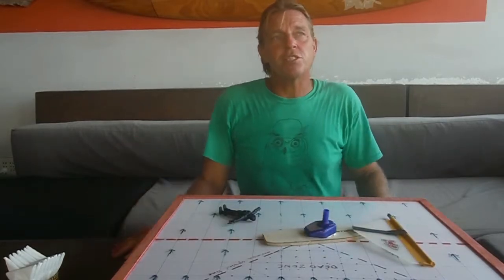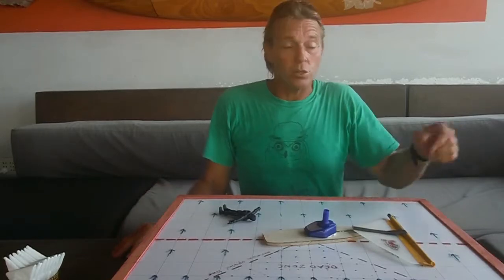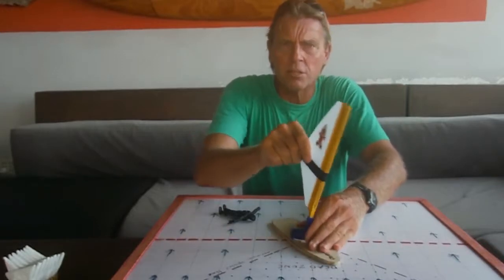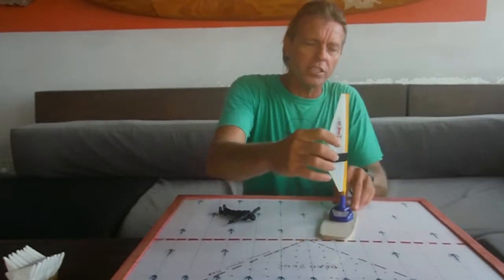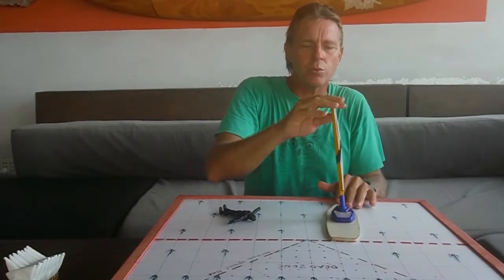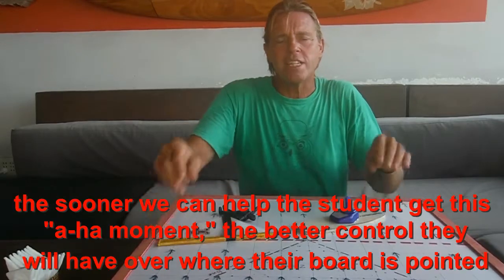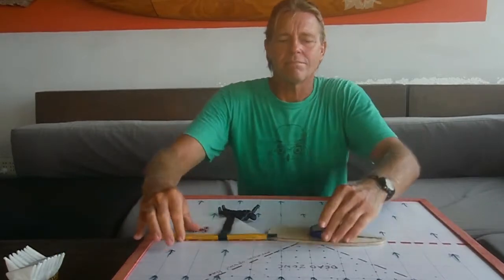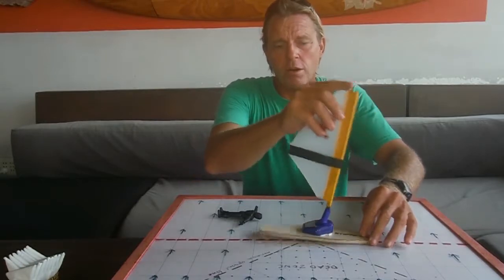The vast majority of my students that come to me that have taken lessons somewhere else, this has never been shown to them. And they're either stuck in the dead zone trying to bring the mast here and not getting anywhere, or they're trying to do a jibe and they're bringing their mast or the power straight downwind because that's where the front of the board is pointed. There's always an aha moment when I talk to my students and they realize mast forward does not mean towards the front of the board.